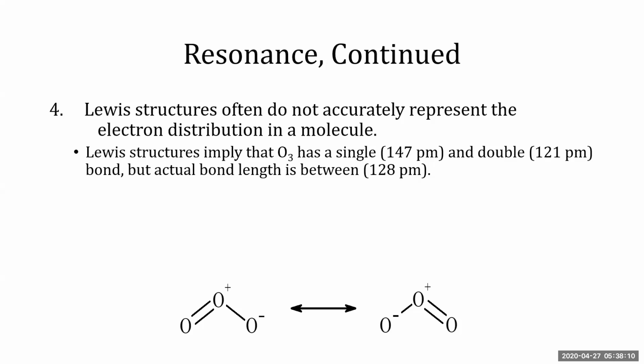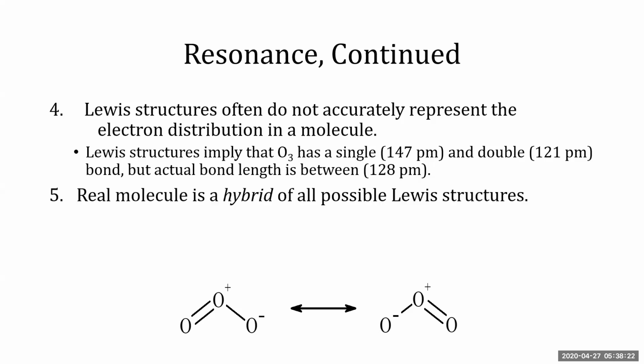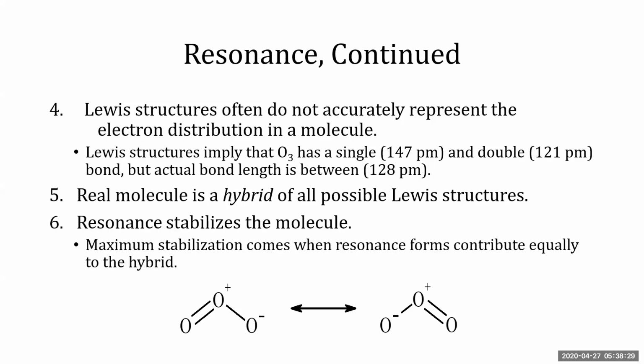Lewis structures often don't accurately represent the electron distribution in a molecule. The real molecule is a hybrid of all possible Lewis structures. Resonance stabilizes the molecule.